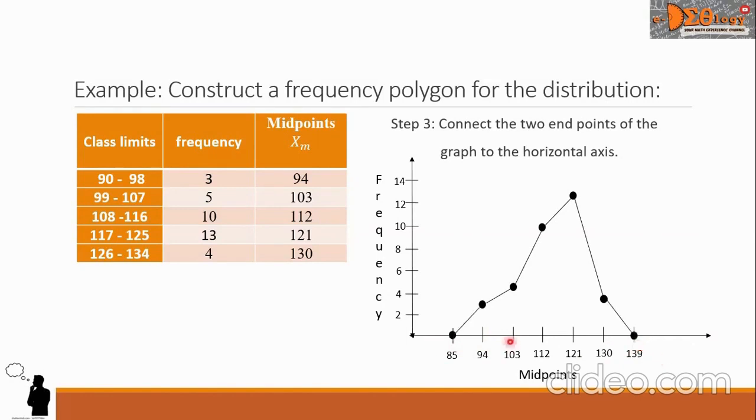Here are now the points, and we connect these points with the endpoints of the graph. This is now the frequency polygon. This is the final answer.